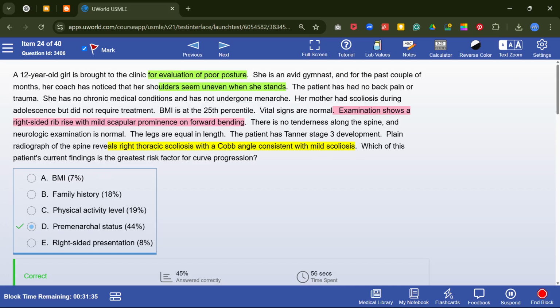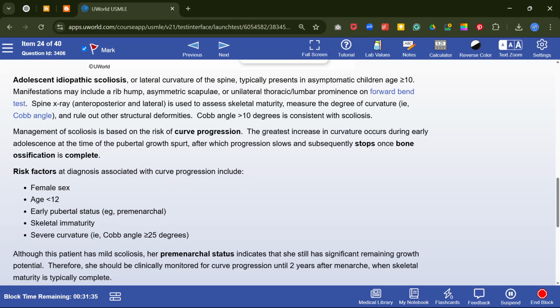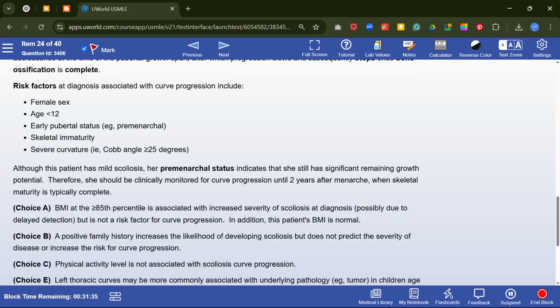Plain radiograph of the spine reveals right thoracic scoliosis with a Cobb angle consistent with mild scoliosis. Which of the following current findings is the greatest risk factor? This is a premenarchal girl, so premenarchal status is one of the risk factors. Others are female sex, age less than 12, skeletal immaturity, and severe curvature.